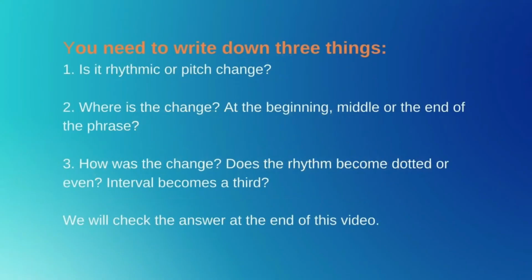There are many ways to answer this part of the test. You can describe, sing, or clap the change. To keep it simple, you only need to do 3 things in this part. First, describe the change, saying is it rhythmic or pitch change. Second, locate where is the change. Is it at the beginning, middle, or near the end? Third, how is the change? Does the rhythm become dotted or even? The interval becomes a second? A third? We will check all answers at the end of this video.